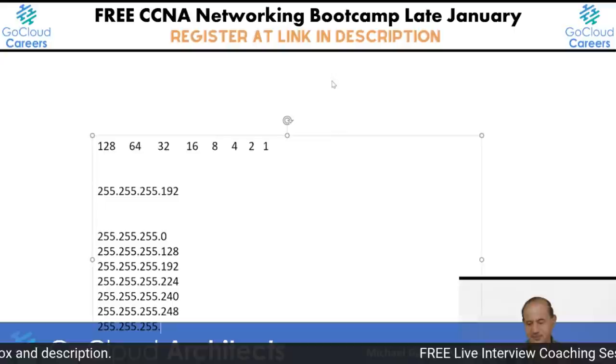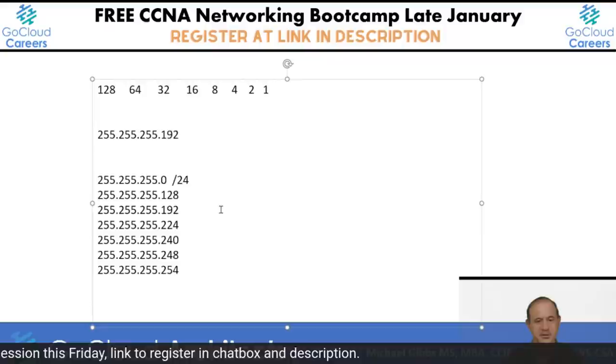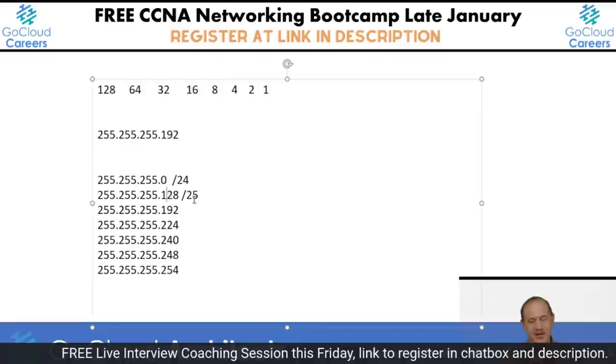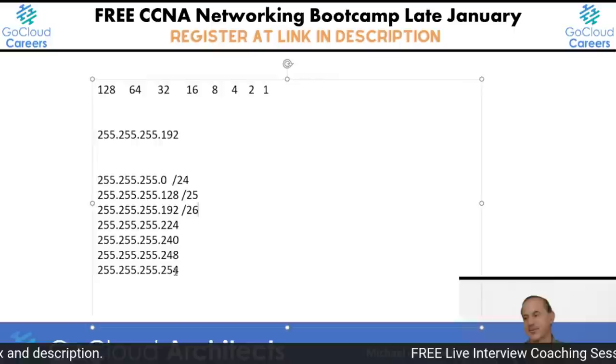And realistically speaking, right now what I'm typing is in decimal form. But this is no different than this, which is CIDR notation. And if you want to know how they got to the CIDR notation, 8 bits plus 8 bits plus 8 bits equals 24. 8 bits plus 8 bits plus 8 bits plus 1 bit equals 25. 8 bits plus 8 bits plus 8 bits plus 2 equals 26. So that's really all it's going. We're just counting the number of subnet bits versus host bits. It's the same thing.